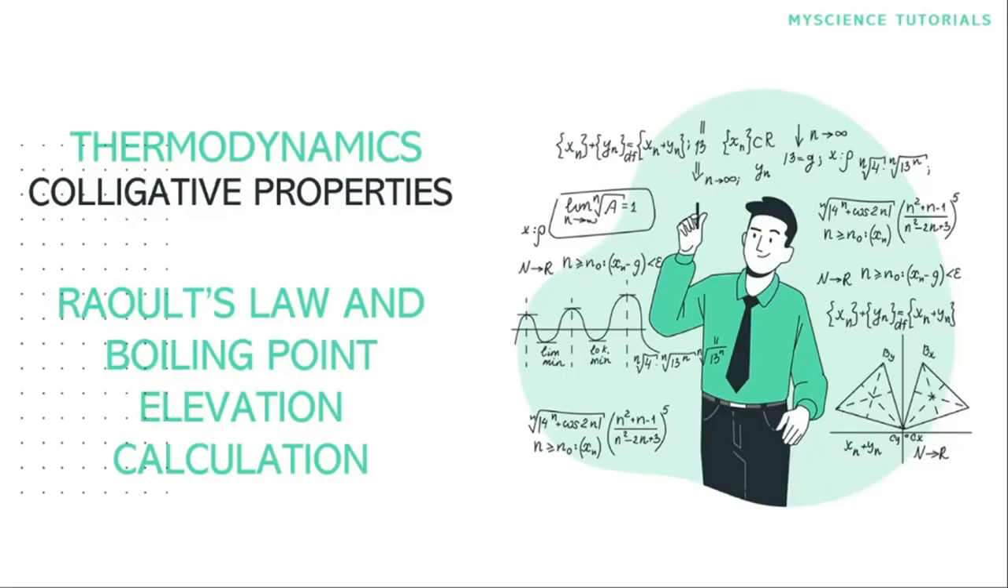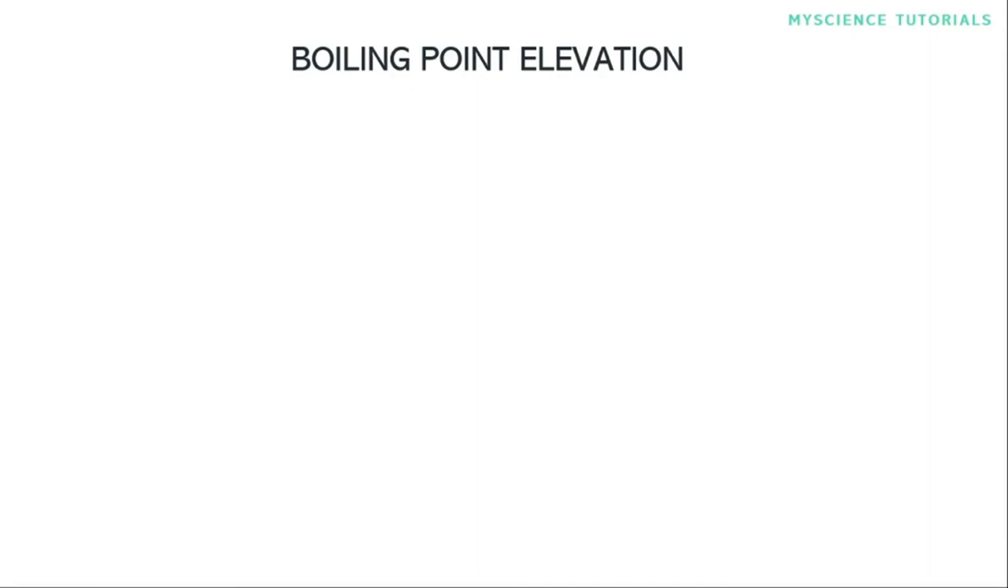Hello and welcome to my science tutorials. In today's video, we are going to be talking about Raoult's law and boiling point elevation calculation. In our previous tutorial, we mentioned what colligative properties are in the various examples. We also looked at the relationship between vapor pressure depression and the mole fraction from the law that we call Raoult's law. Now, in this tutorial, we want to look at the relationship between the boiling point elevation and the lowering of vapor pressure.